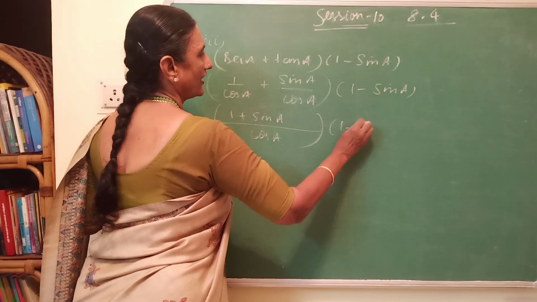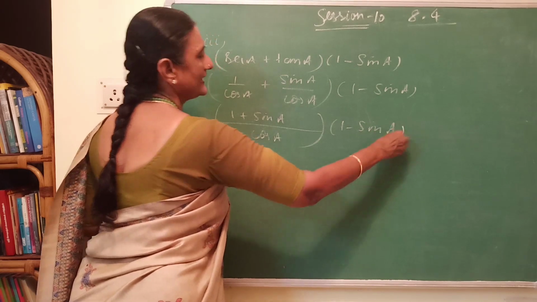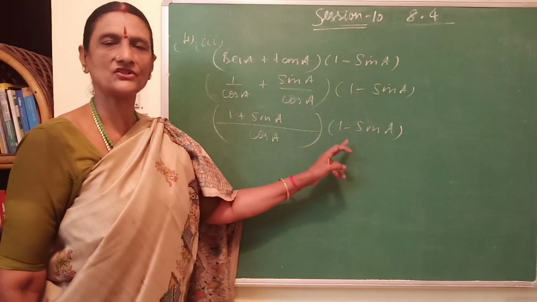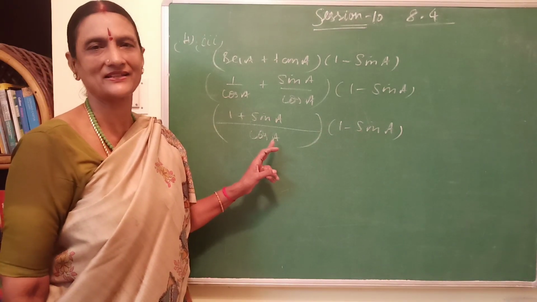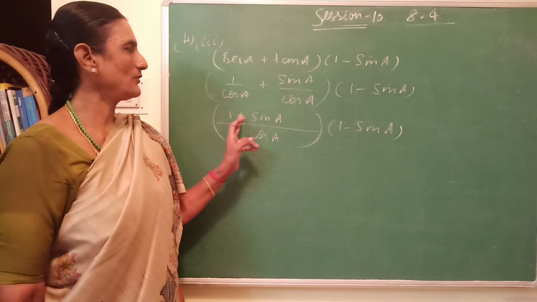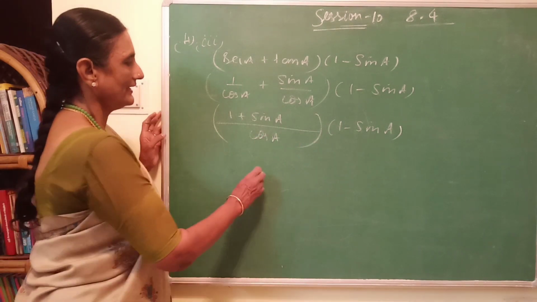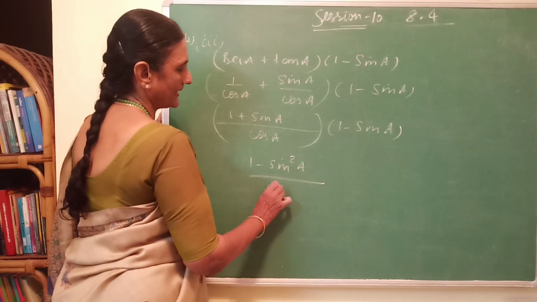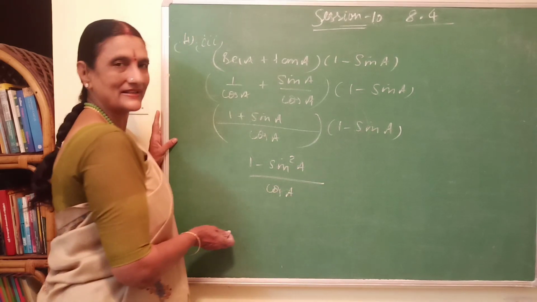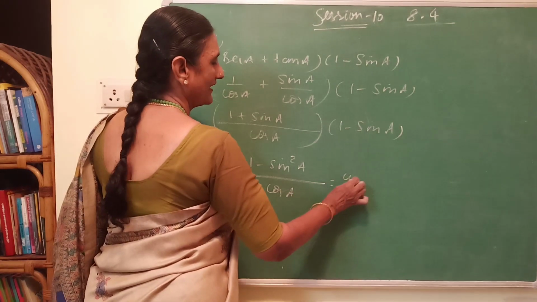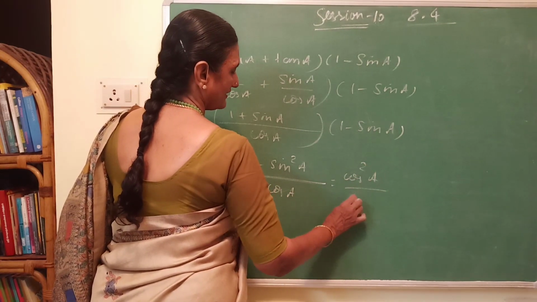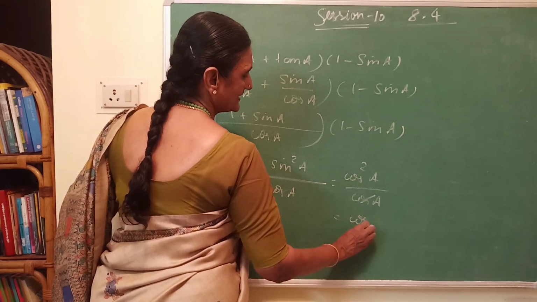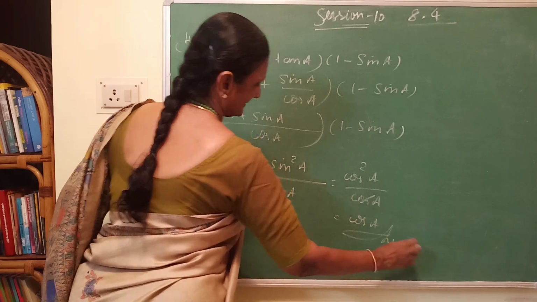Now, this cannot be simplified easier than this method. Okay. Now, here 1 plus sine A into 1 minus sine A, the numerator factors can be multiplied. So, if you multiply the numerator factors, you will get 1 minus sine square A divided by cos A. Now, 1 minus sine square A is obviously cos square A divided by cos A. So, 1 power gets cancelled. So, we will get cos A as the answer.